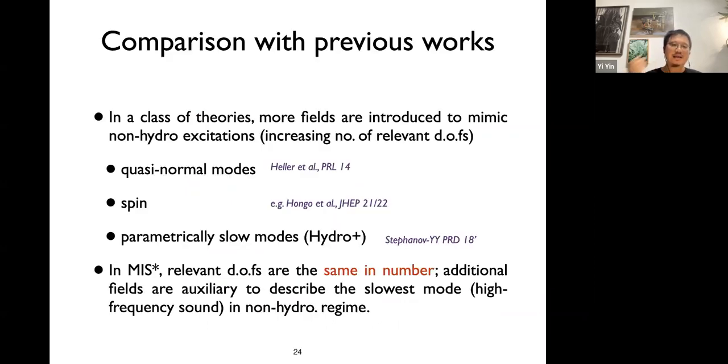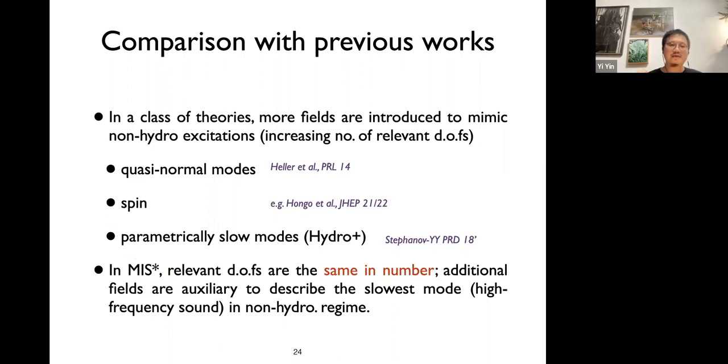So I would like to summarize this part of my talk using this slide. Basically, we are arguing that for a class of theories, there are the so-called extended regions where the sound mode continuously dominates the dynamics, but to describe that mode, we should use some extension of the hydrodynamic series, and we propose one such theory, which we call the MS star.